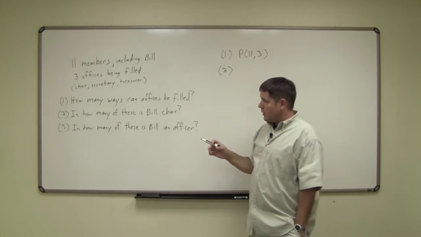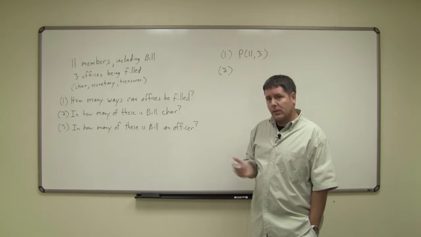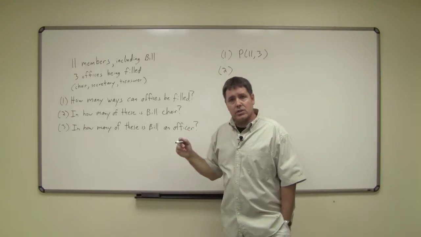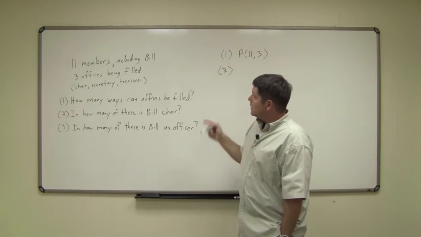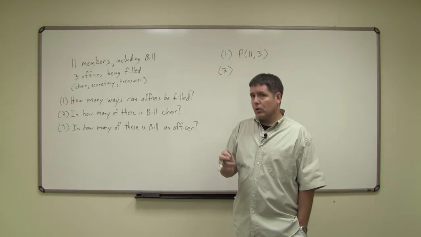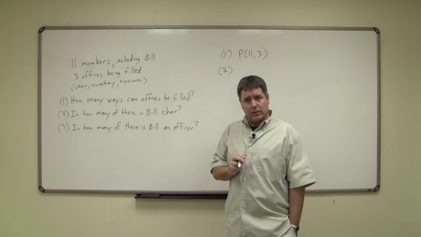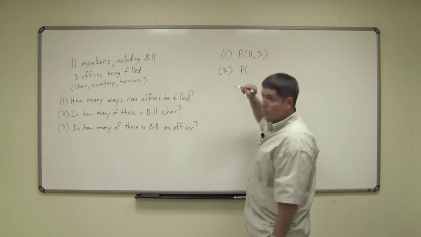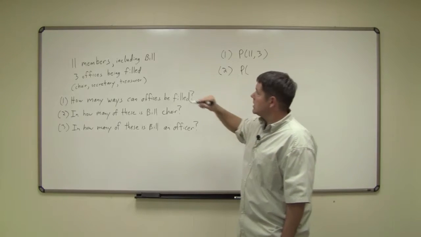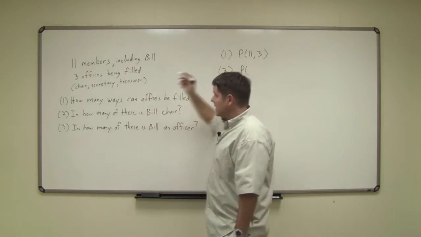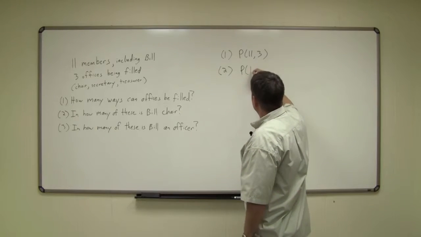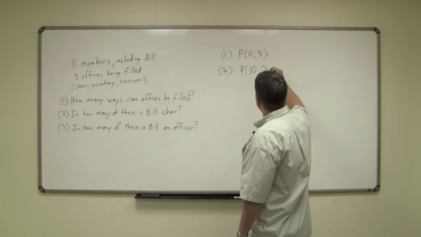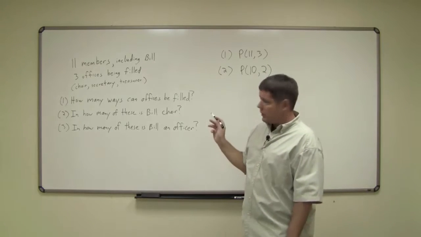Okay, well, for part 2, in how many of these ways is Bill the chair? Well, let's keep in mind, you use these permutations and combinations to choose for positions that you don't know. If Bill is already considered the chair, there are only 2 remaining offices to be filled. How many people are there available to fill those offices? Well, Bill is no longer available to fill that office. The other 10 people would be. So it's the original 11 minus Bill. So there are 10 people left who can fill that office. We want to select 2 of them.